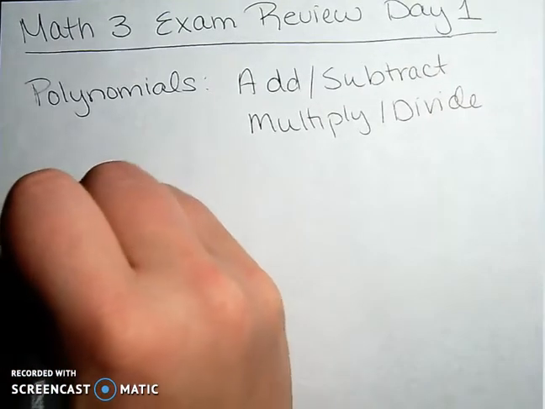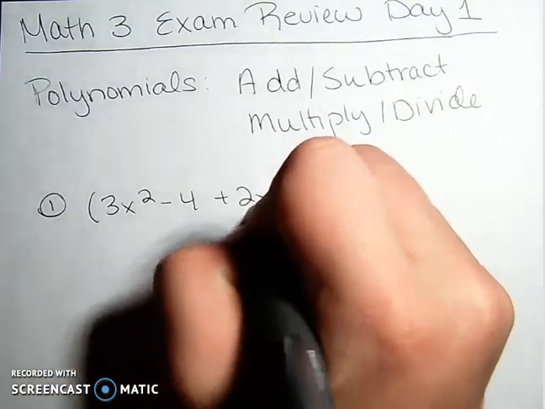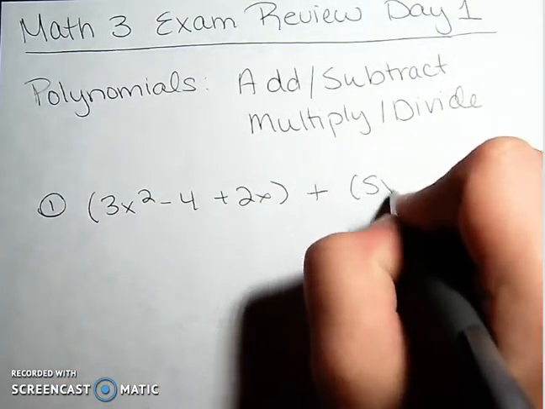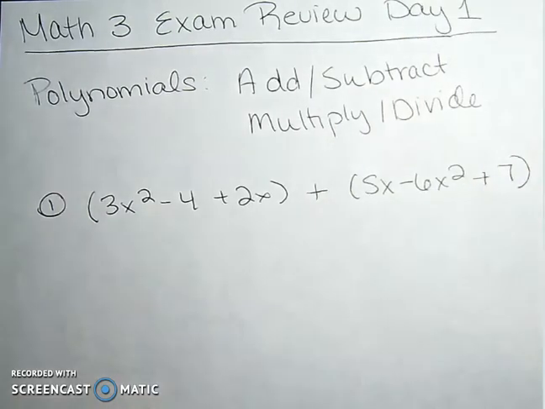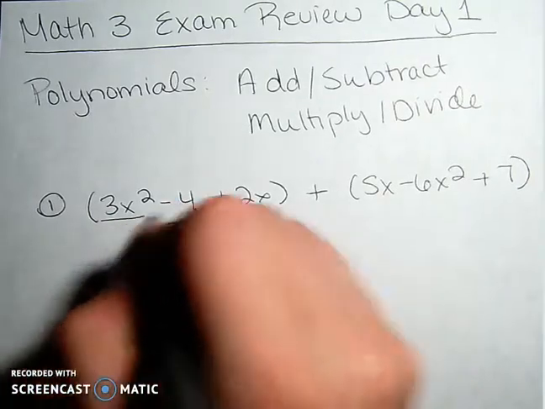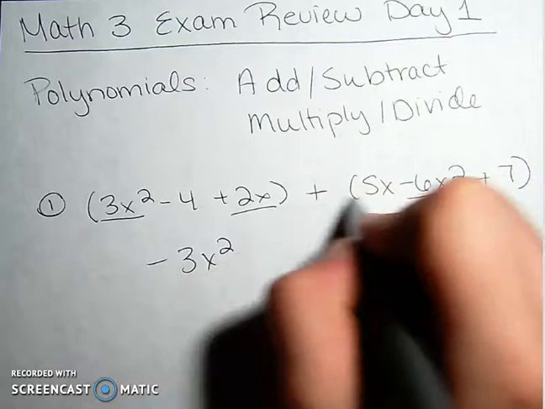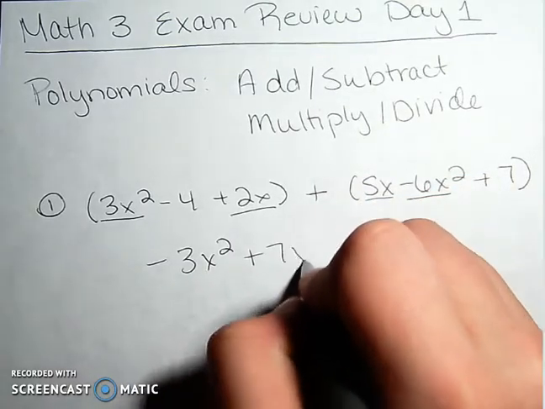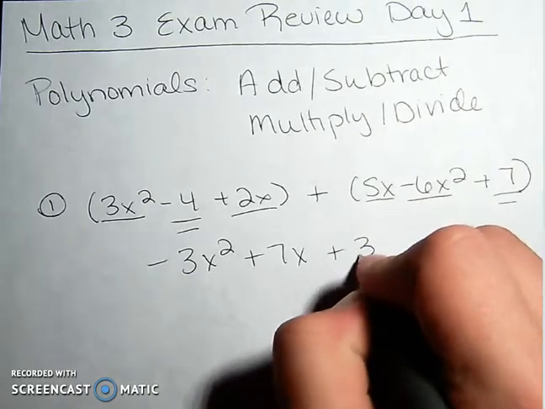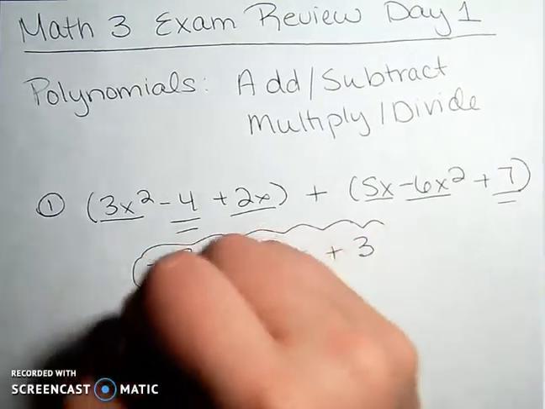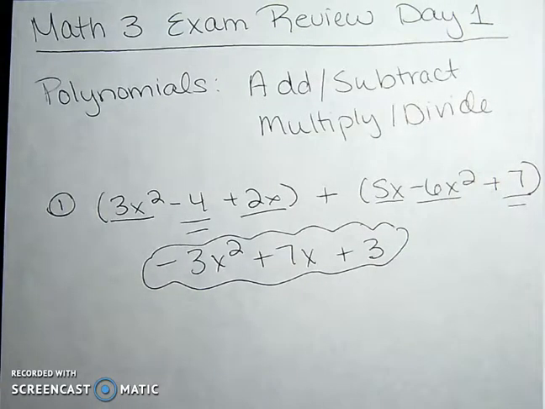So first, if I were to add 3x squared minus 4 plus 2x plus 5x minus 6x squared plus 7, all you would do is combine like terms. My x squares go together to give me negative 3x squared. My x's go together to give me 7x. And my numbers, my constant terms, go together to give me a positive 3. Remember, our answers are always written in descending order by powers of x, so that means that the x squared goes first.